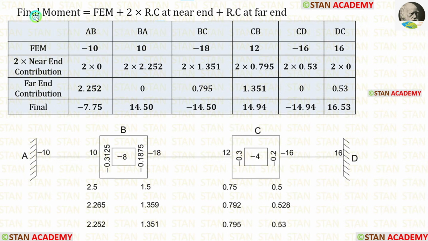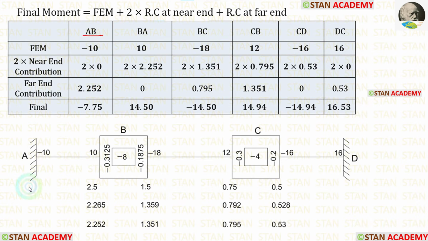The formula to calculate the final moment is fixed end moment plus 2 into rotation contribution at near end plus rotation contribution at far end. For the near end contribution and far end contribution values, we have to select the values from the last cycle. In this table, first let us enter the members, then let us enter the fixed end moment values.